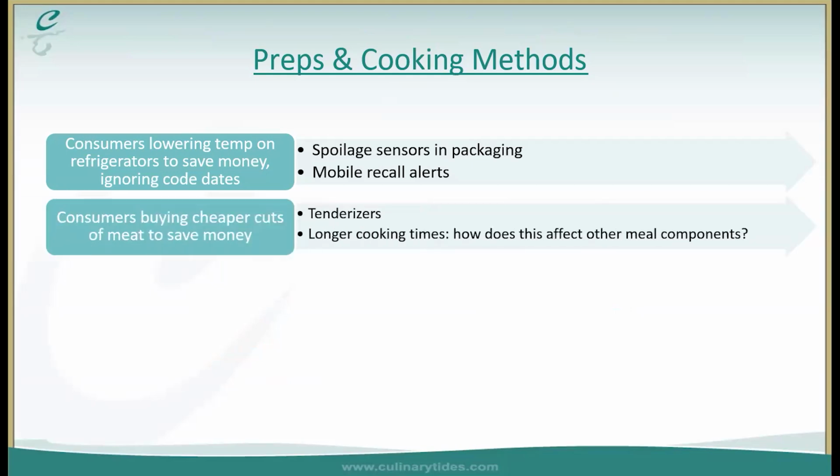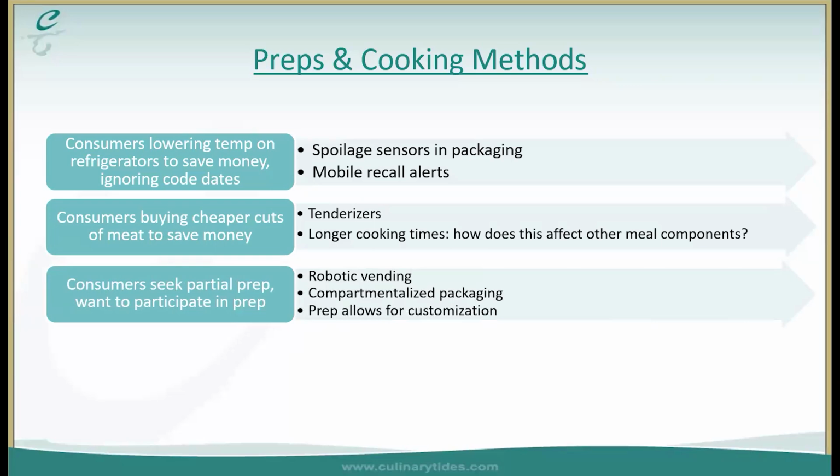Consumers are also buying cheaper cuts of meat to save money. So technologies would include tenderizers, or if something does require longer cooking times, how might that affect the other meal components? So let's say it's a frozen meal, or let's say you are providing products to restaurants. The other meal components might be affected if there's cheaper cuts being used.